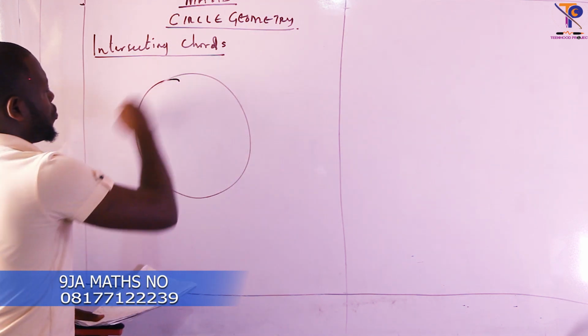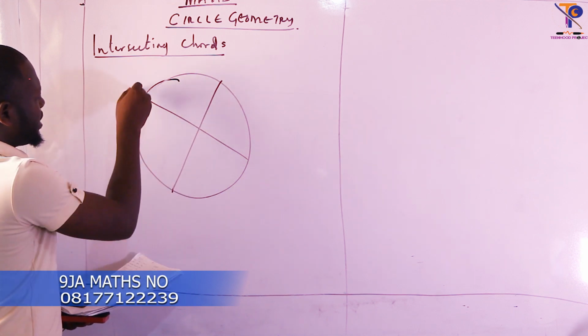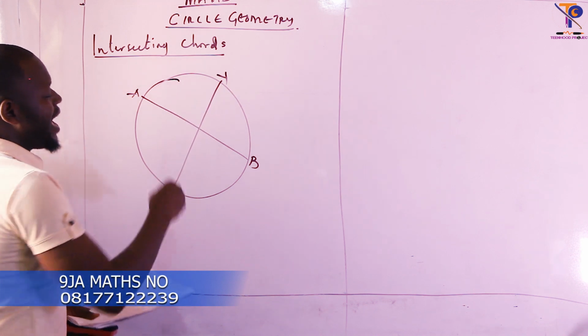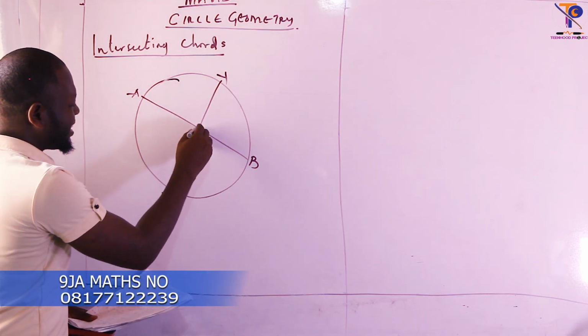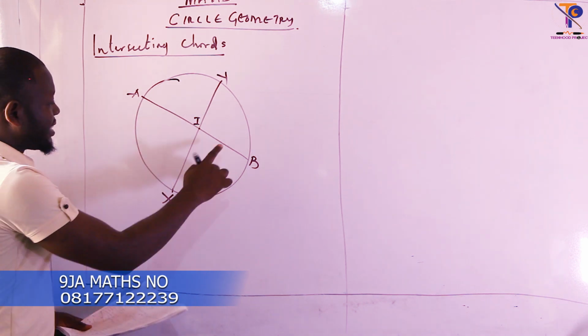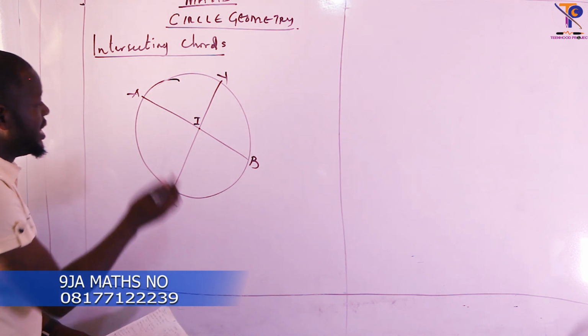a circle and you have intersecting chords, let's say this is A and B, this is X and Y, and these chords are intersecting at this point I. These chords are intersecting at the point I. Please note, this is what this means.